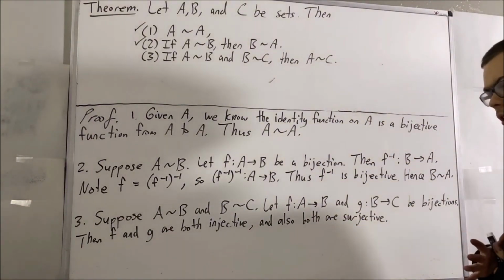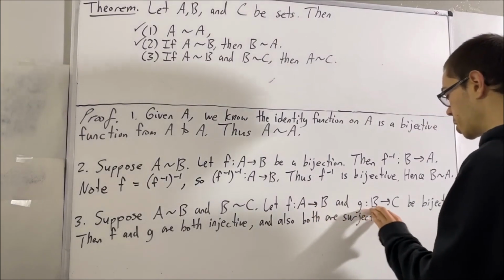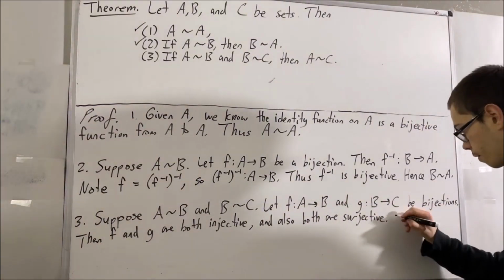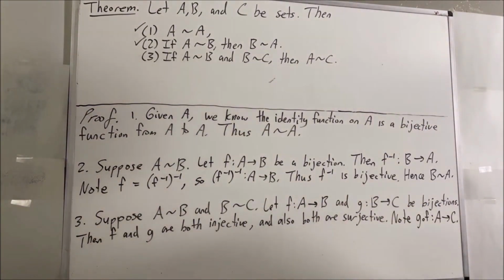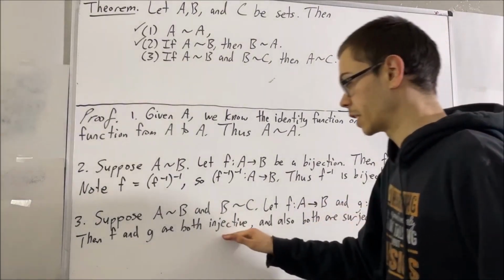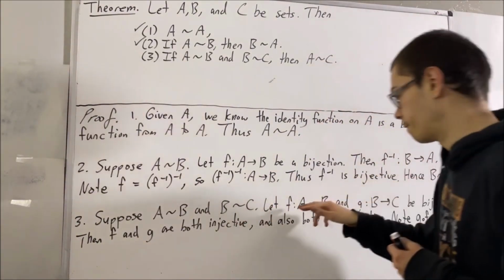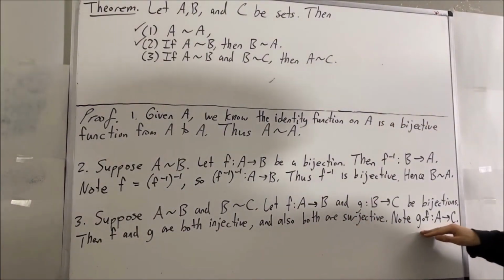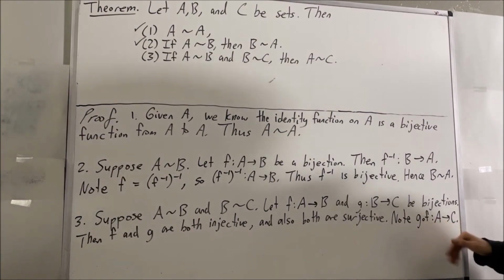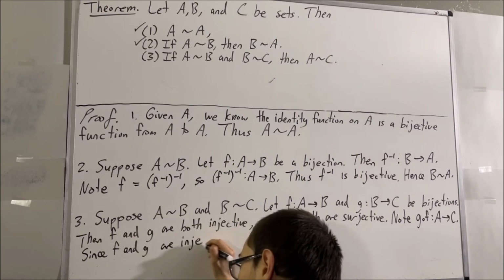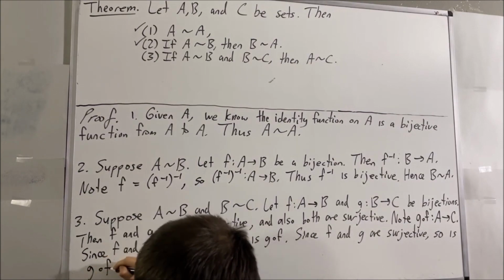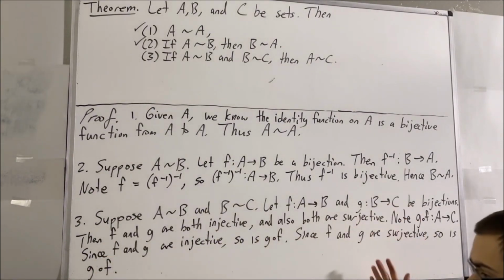But if you recall, if we have a function f from A to B and a function g from B to C, it follows that g compose f is a function from A to C. Furthermore, if you recall, if f and g are both injective, then g compose f is injective. If f and g are both surjective, then g compose f is surjective. So we have that g compose f is injective and surjective. Since g compose f is both injective and surjective, it follows that g compose f is bijective.